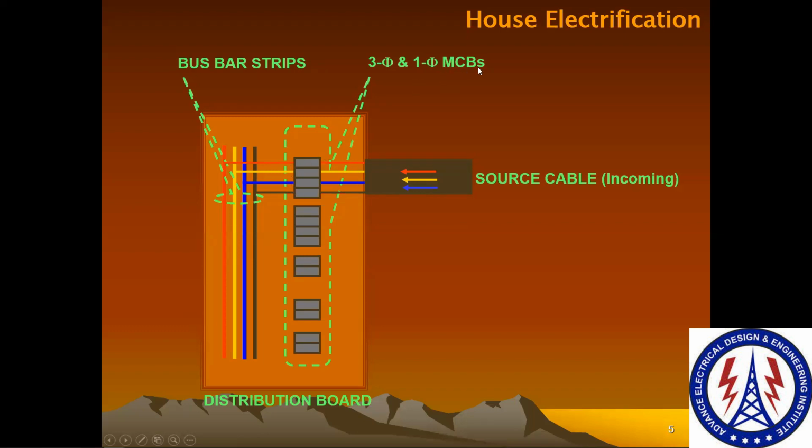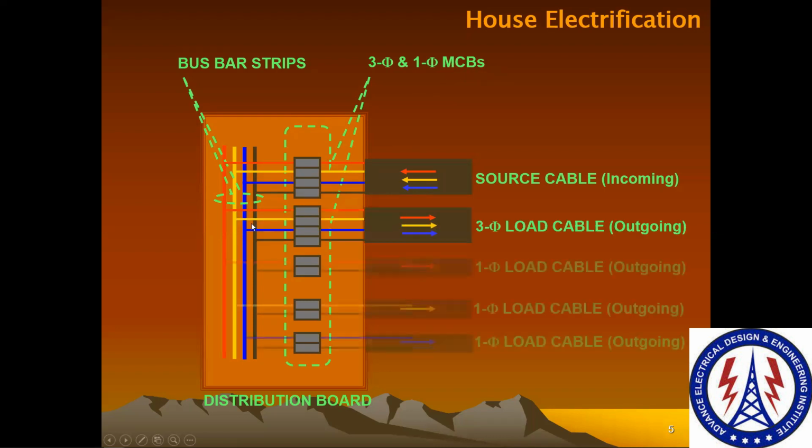MCB full form is miniature circuit breaker, a small mini form of circuit breaker. The same way, when the power goes to any other room or any big room, it goes through some MCB. We have three-phase, single-phase, all types of MCB. So this is a short example of how we do house electrification.